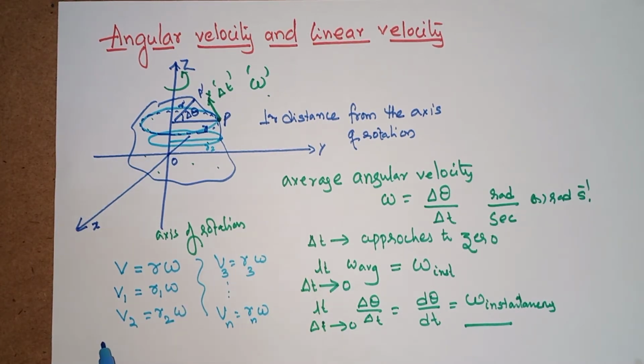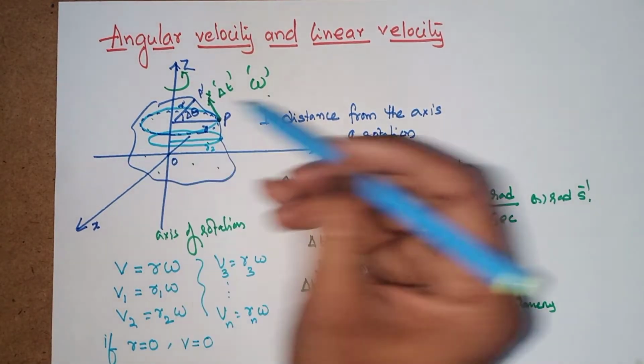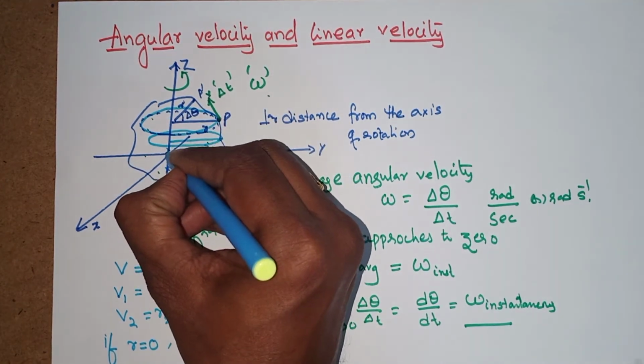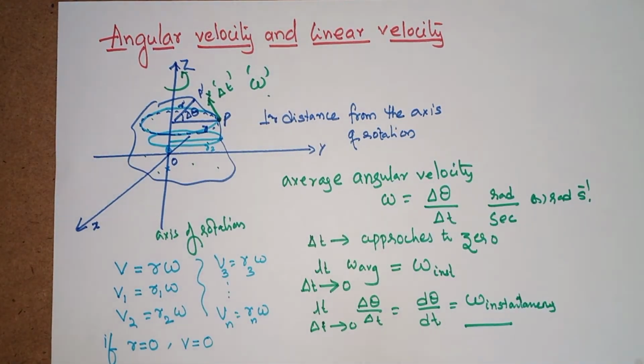If r is equal to 0, what happens? Then the linear velocity becomes 0, because r equal to 0 means the point you choose is a point on the axis. If you choose that, there is no perpendicular distance, so the linear velocity becomes 0.